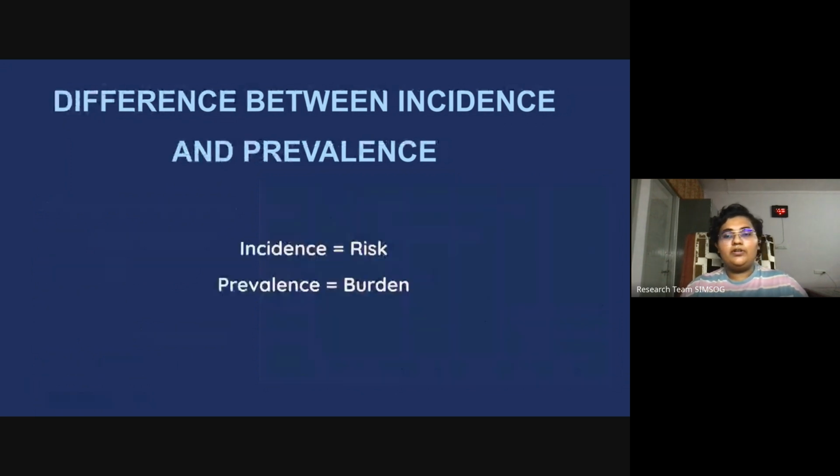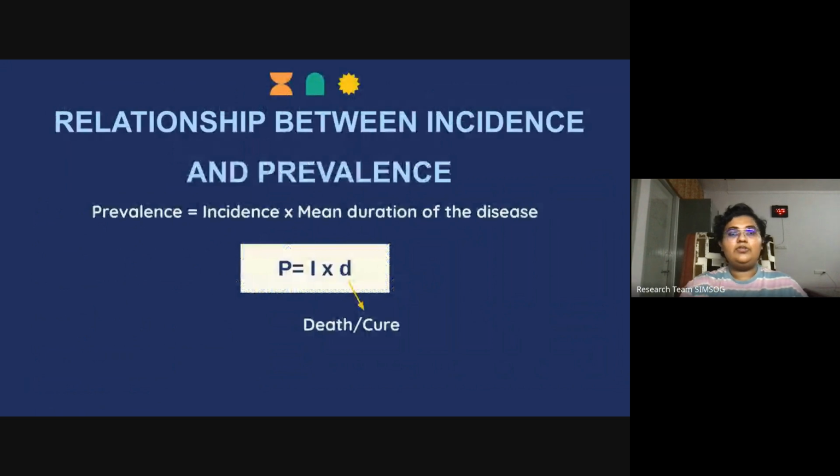It is very important to understand that incidence tells you about the risk of that disease in a population, the risk to an individual. And prevalence tells you the burden of that disease on the population. Incidence and prevalence are related to each other, and we can look at their relationship with the help of this equation. Prevalence is incidence times the mean duration of the disease. And the mean duration of the disease is dependent on either deaths or cure. That makes sense, because if you get a disease, you either get cured of that disease or you die of that disease.